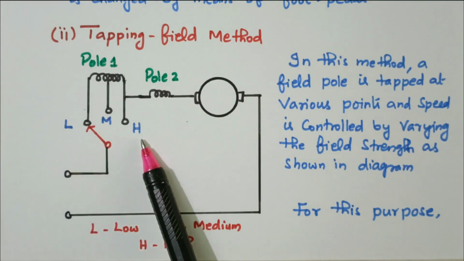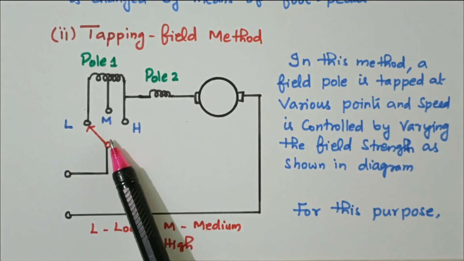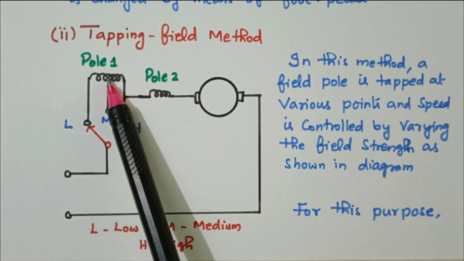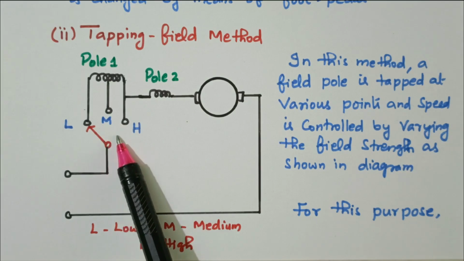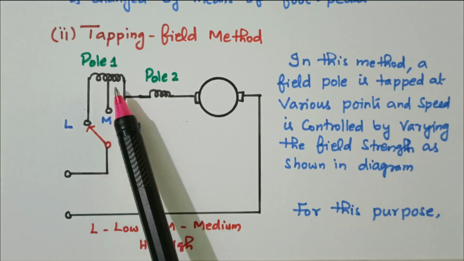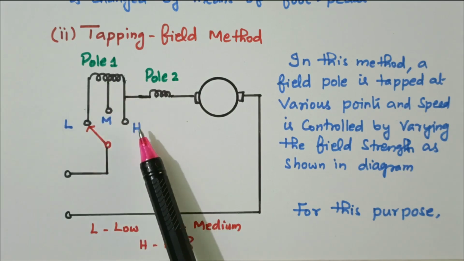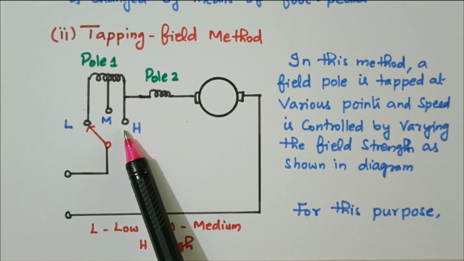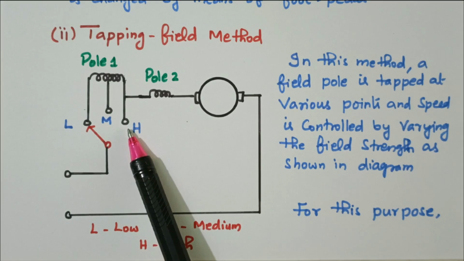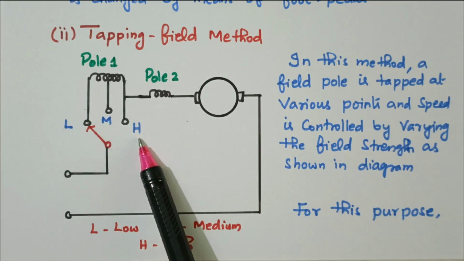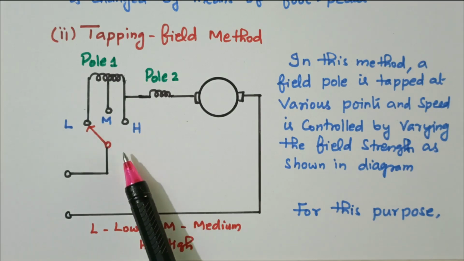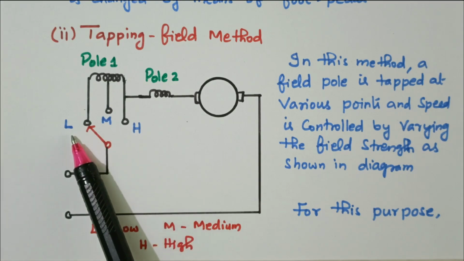And the third one, high. See that it is connected. If the switch is connected here, the pole 1 is not connected. It goes directly to pole 2. Pole 1 is disconnected, so the field flux will not be produced. Flux will be less, so the speed will increase. So that is called high, the high speed.